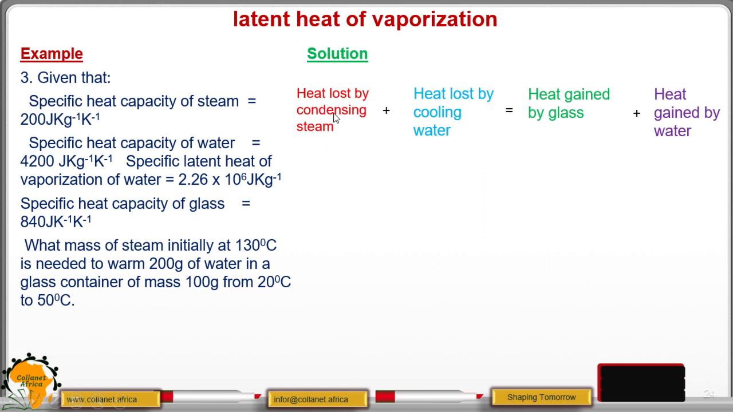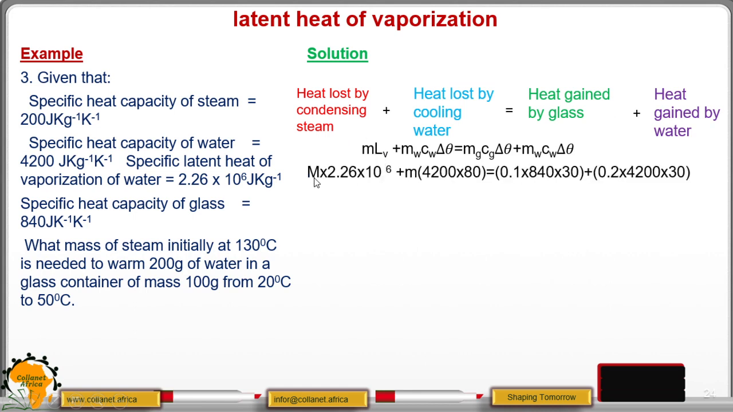Heat lost by the condensing steam plus heat lost by cooling water should be equal to heat gained by the glass plus heat gained by the water. So we proceed and put in the values. During condensing, the mass multiplied by the specific latent heat of vaporization, then the mass, which is what we are looking for, multiplied by the specific heat capacity of water and the change in temperature. Remember, the steam is coming from 130 degrees to 50 degrees, so when you subtract, you get 80.